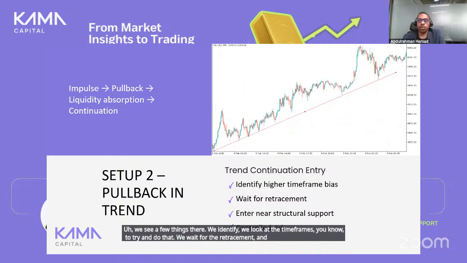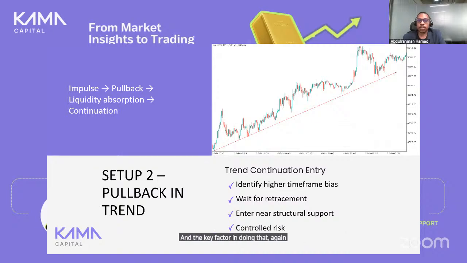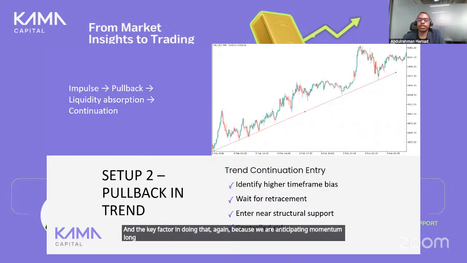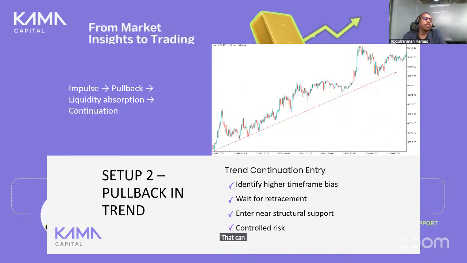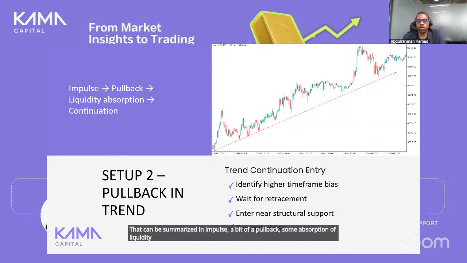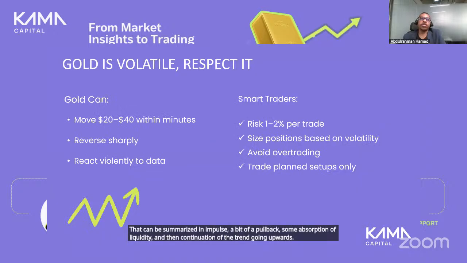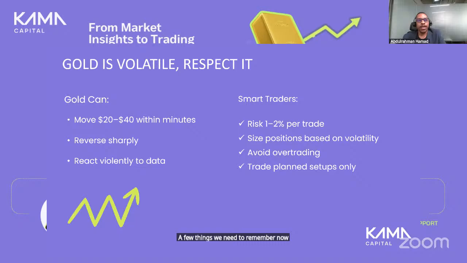Once we've identified our support and resistance levels, we should ideally enter near the structural support level. The key factor in doing that, because we are anticipating momentum long term, is that we do not try to fight the trend, but use it as our friend. That can be summarized as impulse, a bit of a pullback, some absorption of liquidity, and then continuation of the trend going upwards.